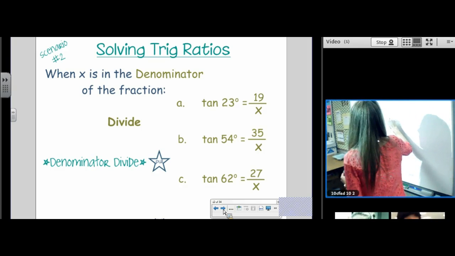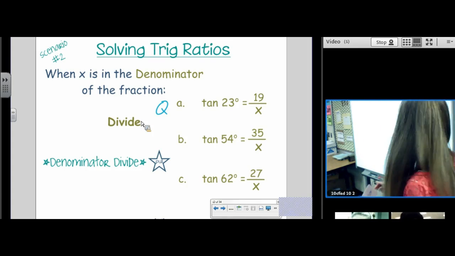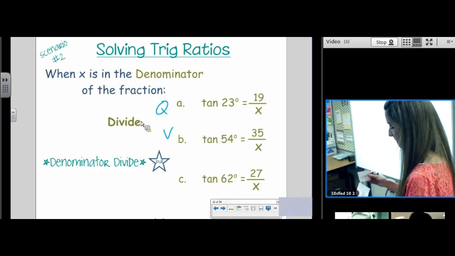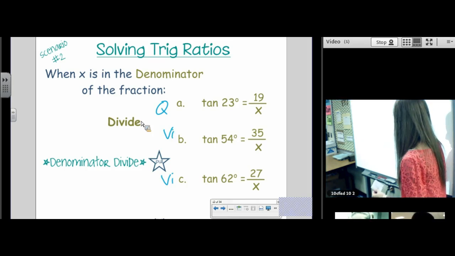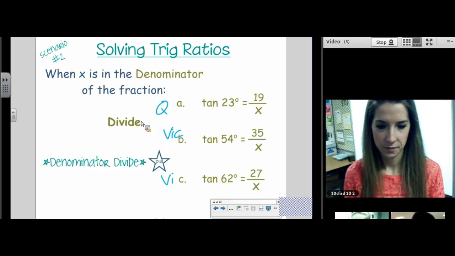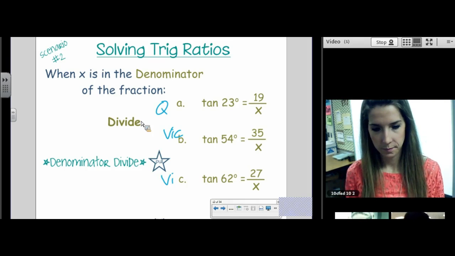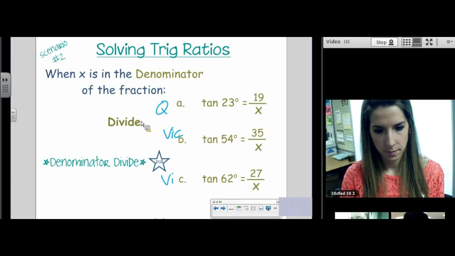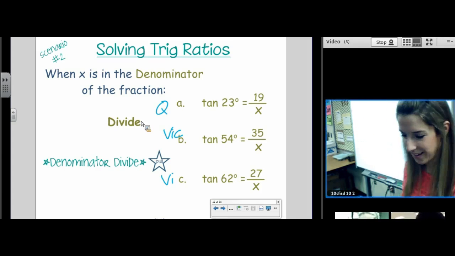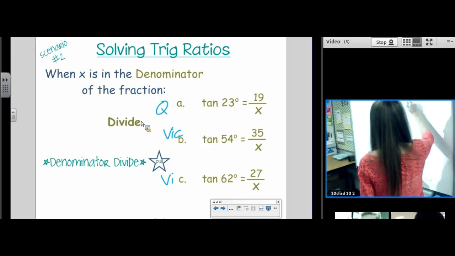Juan, tell me what you get for A. We're going to round to 2 decimal places. Victor, your B, and V, there we go, your C. Okay, very nice. Everyone was doing it very nicely.